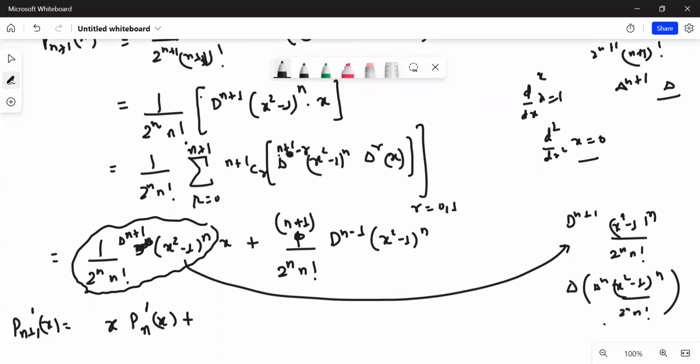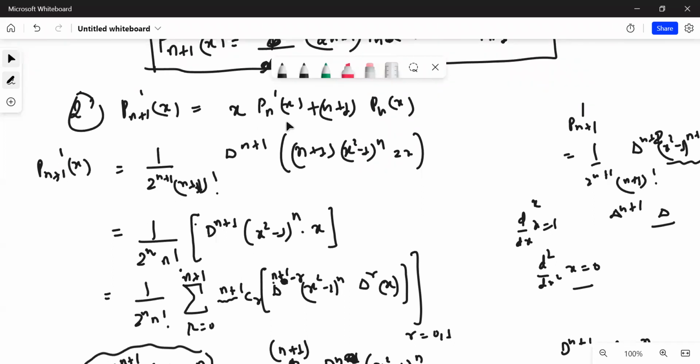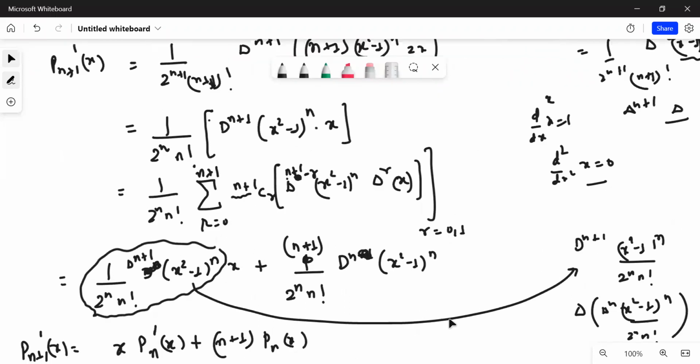And you already know that whatever is written here is P n. So d is the derivative of P n, that is P n dash. And then this is n plus 1. Sorry, my mistake, this would be again n only, because here we are referring from n plus 1 c r, right? So that is why. My mistake. And this would be P n x. So this is what we wanted to find: that P n plus 1 dash x can be written as x P n dash plus (n plus 1) P n x. Is that clear?